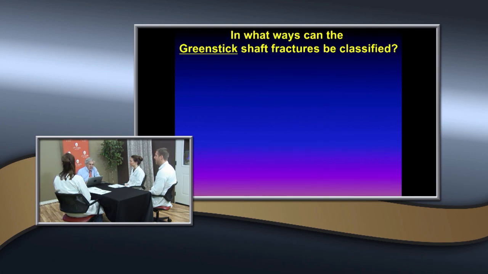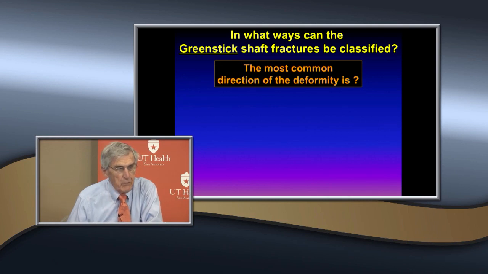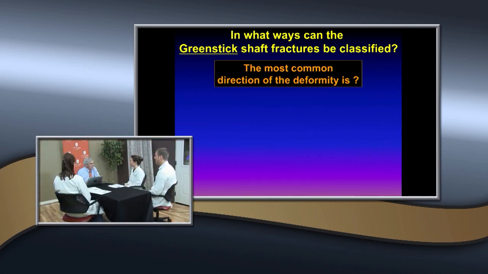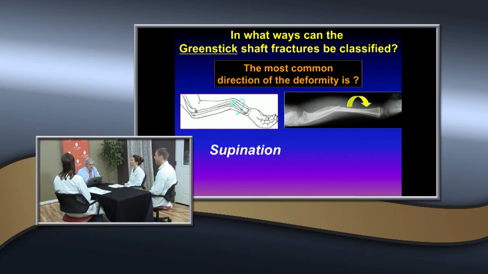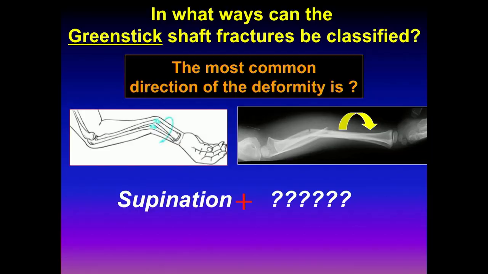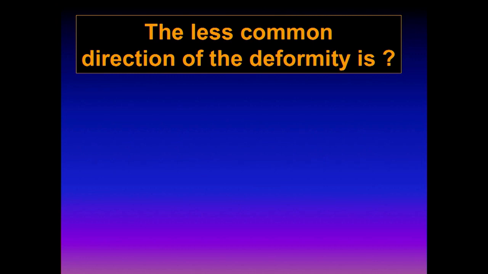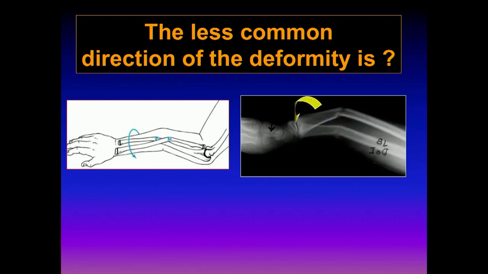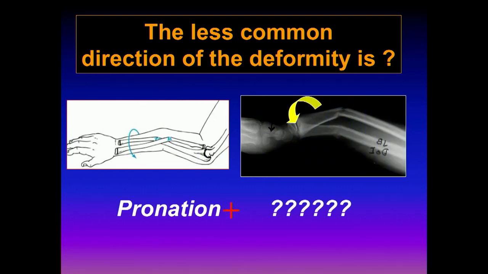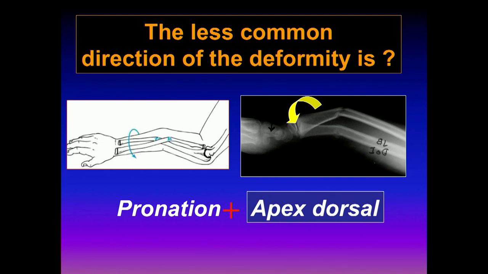So, as we talk about green stick classification, what's the most common direction of the deformity? Apex volar. But you have supination plus apex volar, so it's a combination of rotation plus angulation. So there's two deformities that you have to deal with. Now, the less common direction of the deformity is what? Apex dorsal and pronation. Very good. Here again, you have two components that you have to deal with: a rotational component and angular deformity.